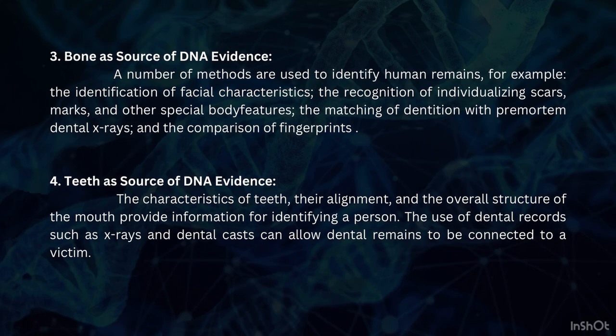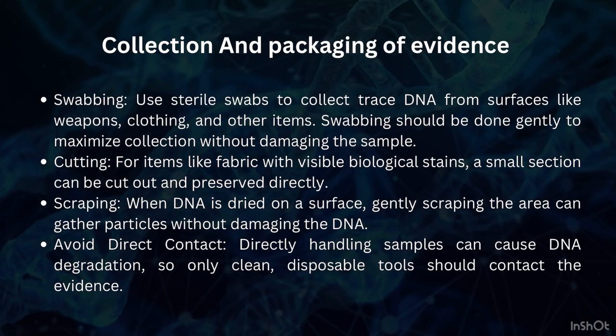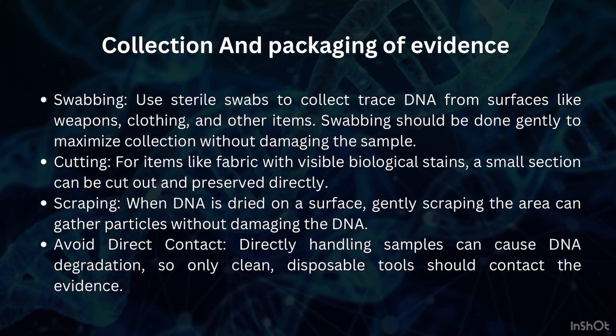The fourth source of DNA evidence is teeth. The characteristics of teeth, their alignment, and the overall structure of the mouth provide information for identifying a person. The use of dental records, such as X-rays and dental cards, can allow dental remains to be connected to a victim. After sources, we move to the collection of evidence.